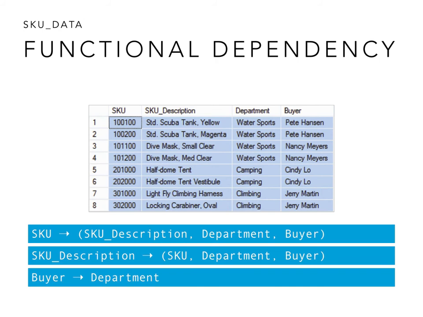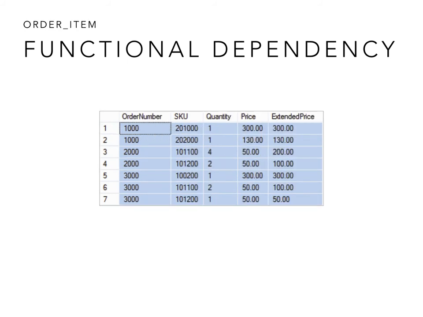That does seem like an artificial limitation to me of a real system, but I clearly don't understand all the intricacies of this business model. They go through and do the same thing for this order item table, where we have a different order number for every order. We have the SKU, the quantity, the price that was ordered, and then the extended price.